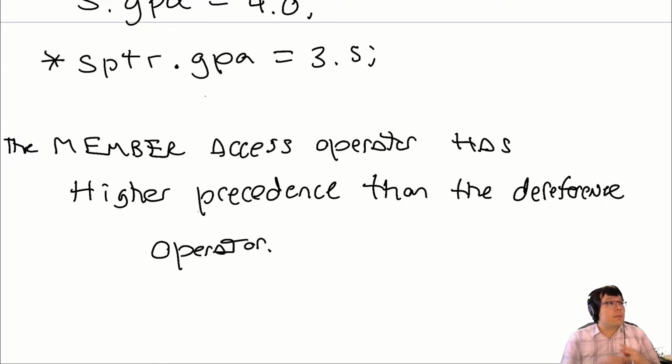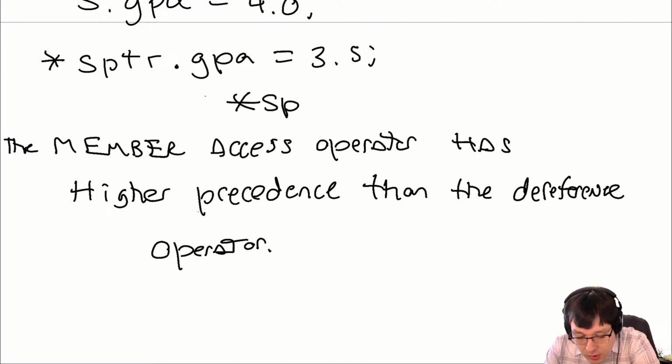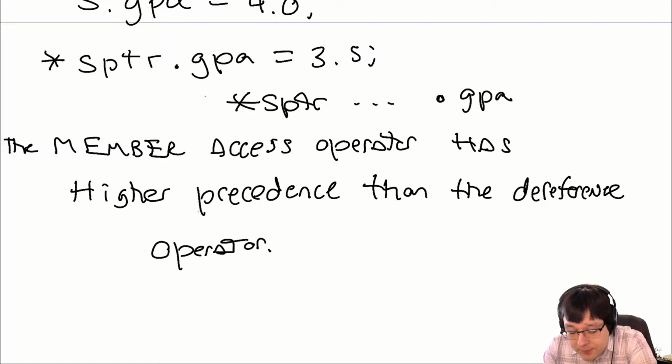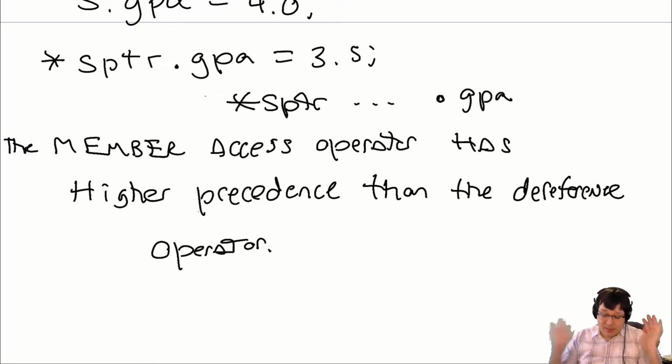Okay, so what does this mean? This means that you can think of the member access operator, the dot, as being a multiplication symbol, and the asterisk as being an addition symbol. So of course the multiplication is going to happen first, right? And then the addition. And that's not good for us, because what we're trying to do is dereference sptr first and then do the .gpa part. So that's what we're trying to do, but that's not what we're getting right now.